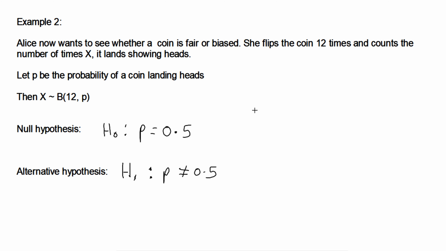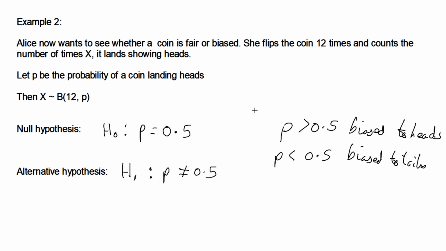Now, the reason for this is, if p is greater than 0.5, it's biased to heads. And if p is less than 0.5, it's biased towards tails. Now, that's important there. We're looking at two different sides of this in this case. So this is what's called a two-tailed test.